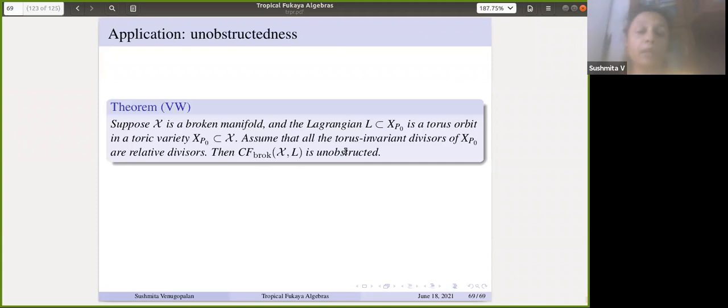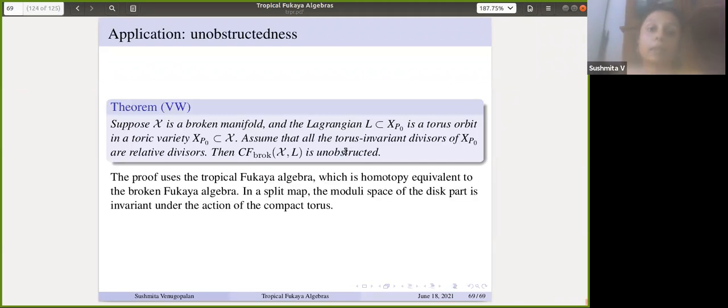I'll just end with this theorem, which is that we use this split version of the Fukaya algebra to reprove the theorem of Fukaya and collaborators, where they show that a Lagrangian torus is unobstructed. We can prove that using the machinery of split disks. The proof uses the tropical Fukaya algebra, which is homotopy equivalent to the broken Fukaya algebra. And in a split map, the moduli space of the disk part is invariant under the action of the compact torus, and that straight away gives the unobstructedness for the Lagrangian.